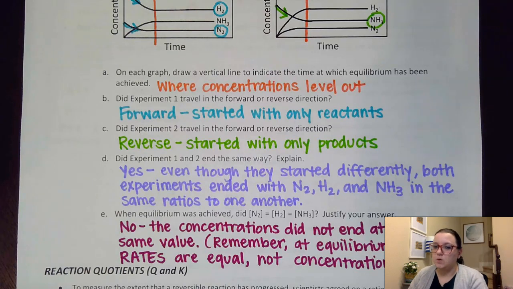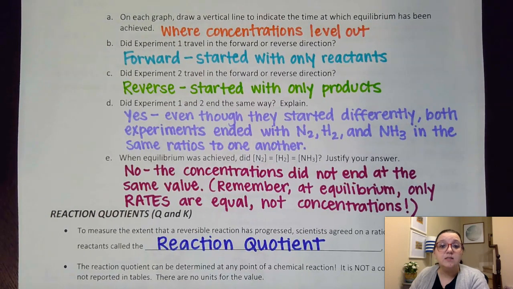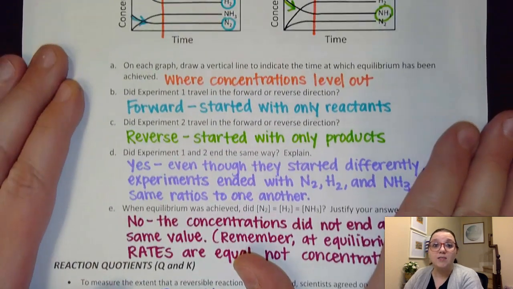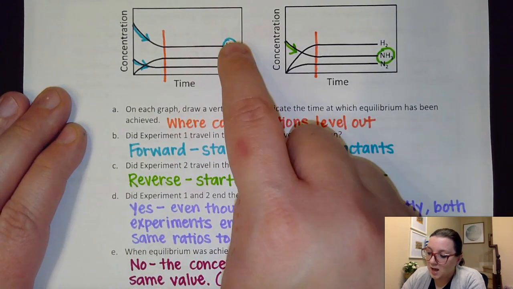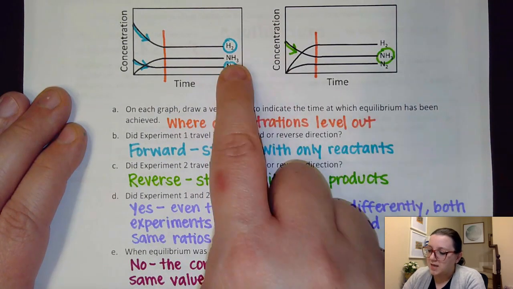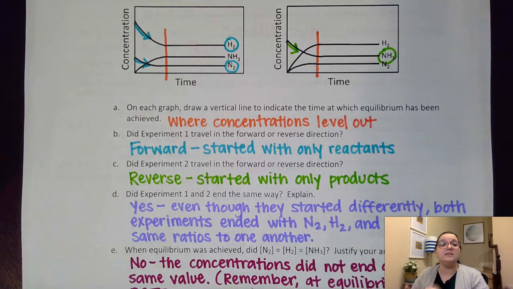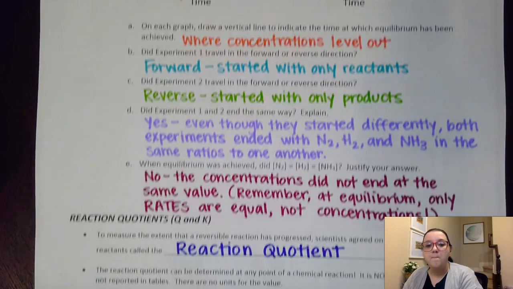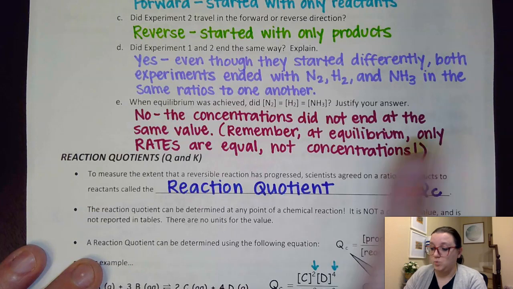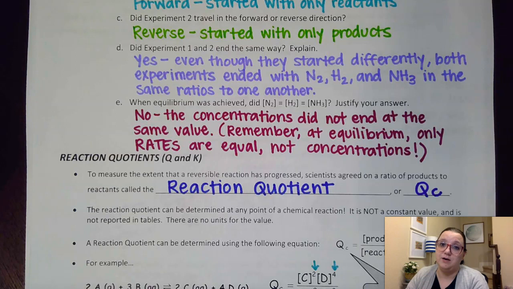However, look at this next question very carefully. It says, when equilibrium was achieved, did the three concentrations equal each other? Well, if I look back at this graph, I notice that I ended with a lot more H2 and a lot less N2, and NH3 was kind of somewhere in the middle. So obviously, these did not end in the same amount. So while the rates were equal at the end, remember, at equilibrium, only rates are equal, not concentrations. We have to be really, really careful on that.